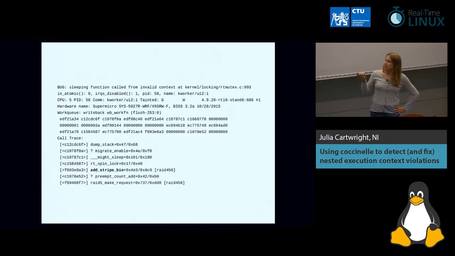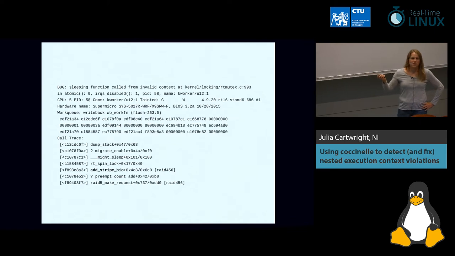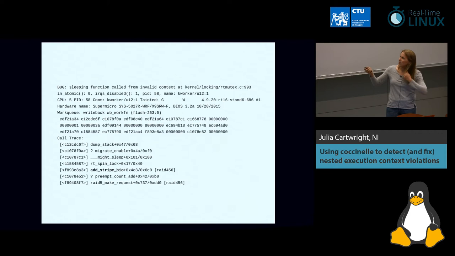So this is an example of one such bug report that came out of the mailing list. You can see "BUG: sleeping function called from invalid context" at kernel/locking/rtmutex. And then if you follow the stack trace, you see that the add_stripe_bio function was called. It tries to acquire an RT spin lock, but because it's running with IRQs disabled, that's an invalid operation to perform with interrupts disabled.